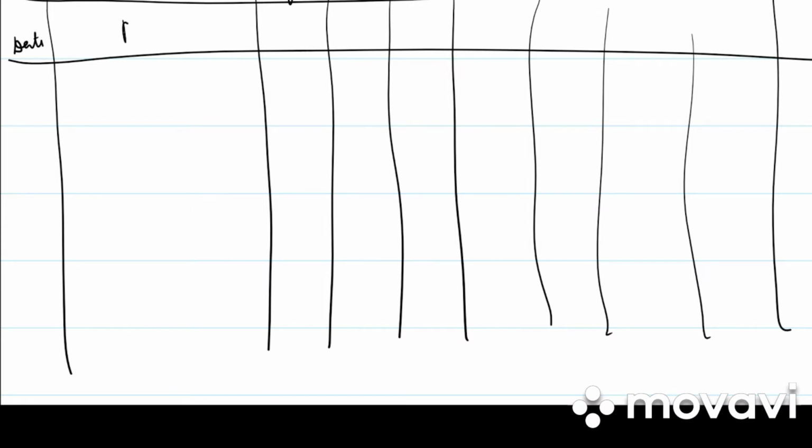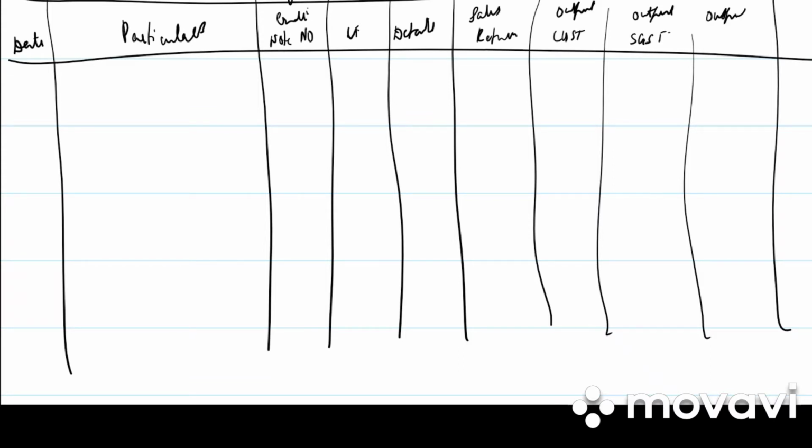Date, particulars, credit note number, LF, details, sales return, output CGST, output SGST, output IGST, and total.